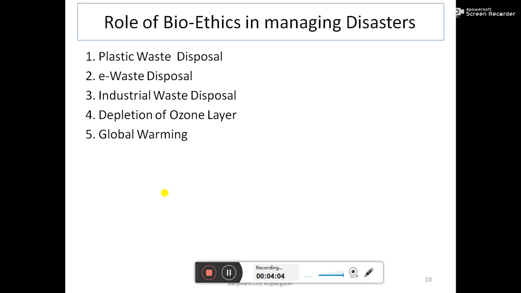We should take care that we do not waste or throw plastic, and that we minimize the use of plastic, because number of problems are occurring due to plastic. Industrial waste disposal is also a big problem. Depletion of the ozone layer is an effect on the environment. Environmental pollution, global warming.